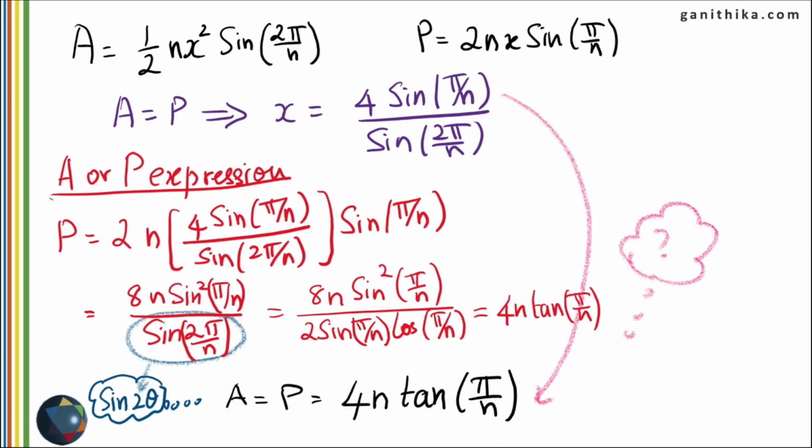So this is a simple question, but you need to just remember that A equal to P should be used to isolate x, and you should go back to the same A or P expression to input the x expression in it, and then simplify to 4n tan pi over n. This is slightly difficult because the idea should click in your mind during the examination time. But if you think in the right direction, you will surely get the idea.